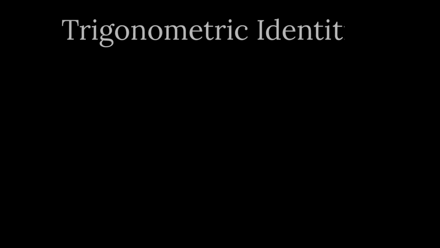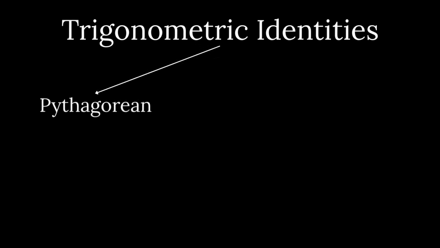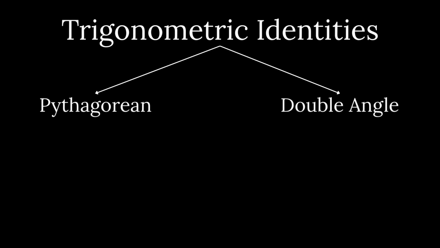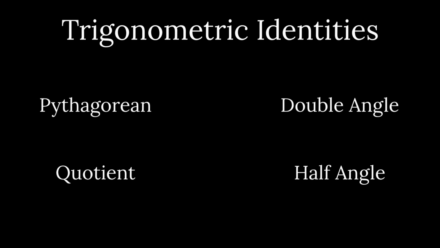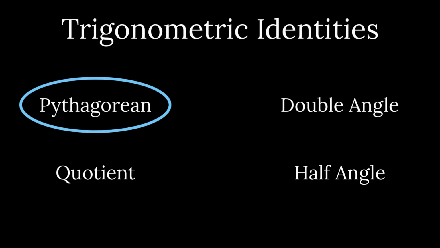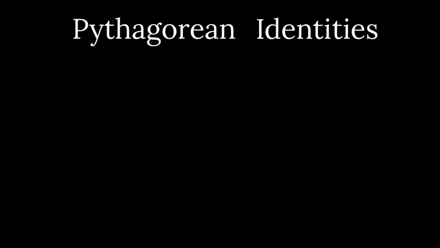I would argue that one of the most powerful tools in trigonometry are the trigonometric identities. They appear everywhere when you are trying to solve problems that require manipulation of the trig functions. But we're not going to be looking at any of these identities. We're going to be focusing on the Pythagorean identities. Let me lay them out for you.